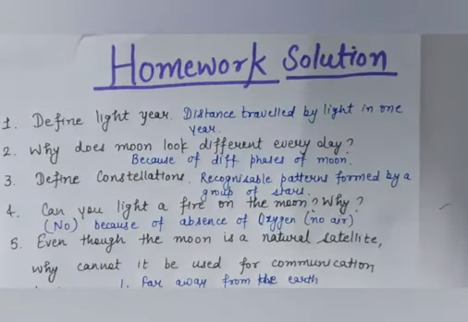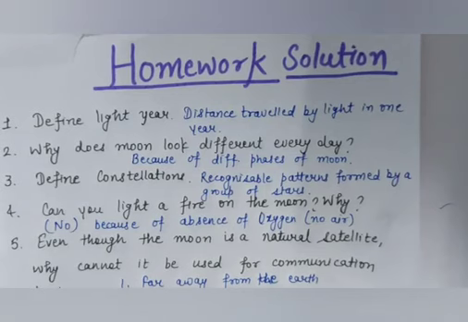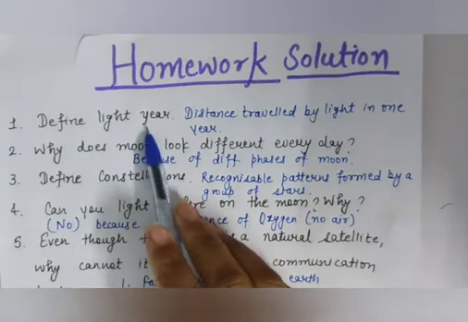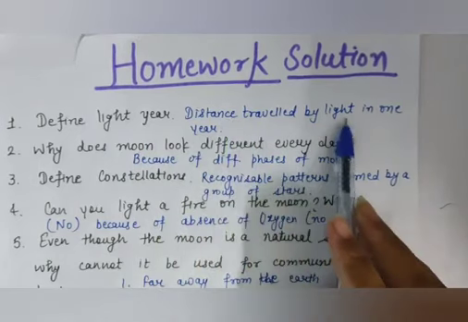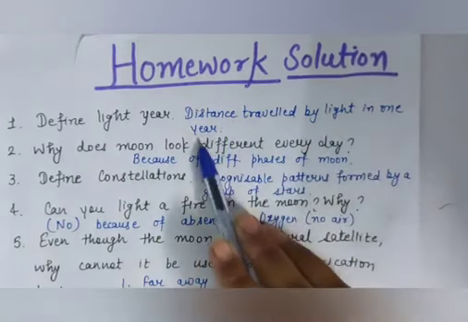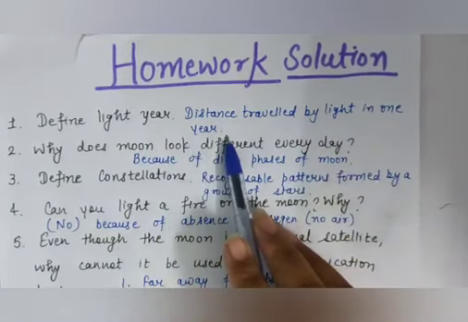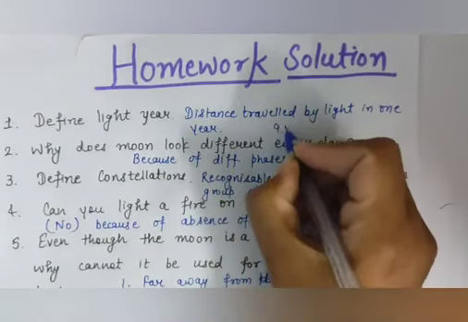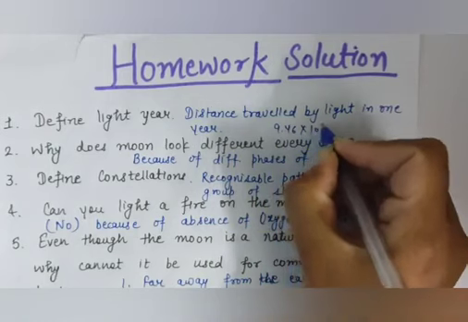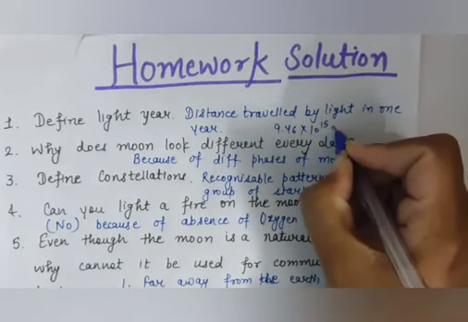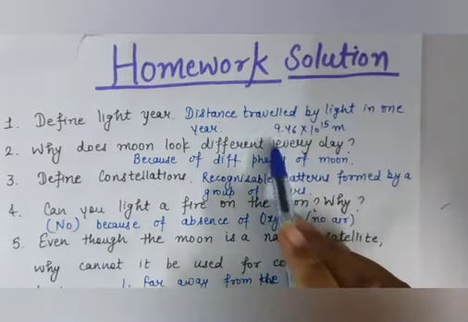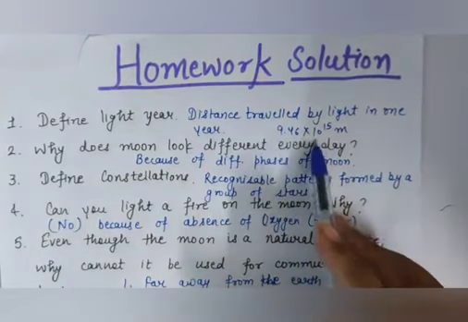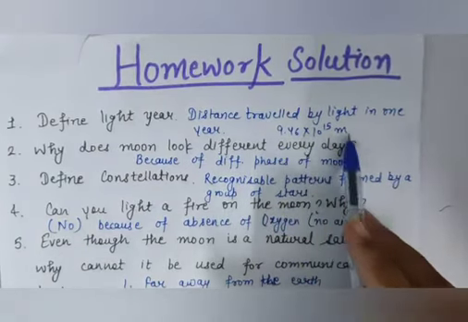Now we are discussing the homework solution of the previous lecture. First question was, define light year. The distance travelled by light in 1 year is called a light year. And 1 light year is equal to 9.46 into 10 raised to power 15 meter.